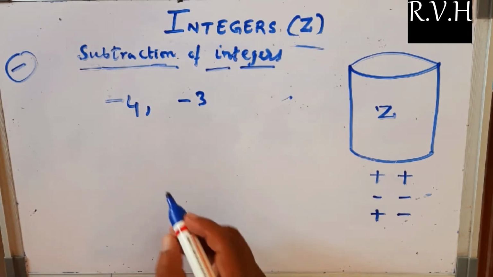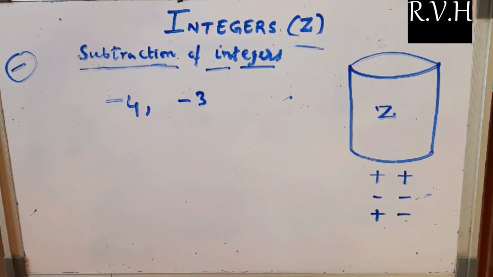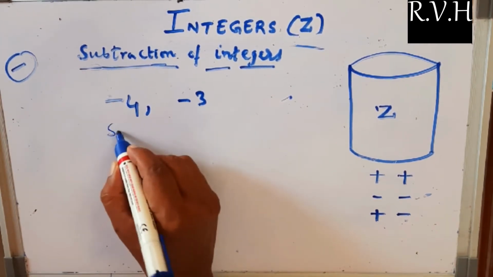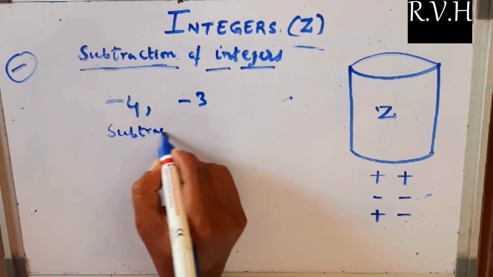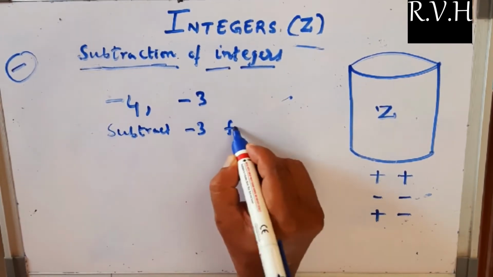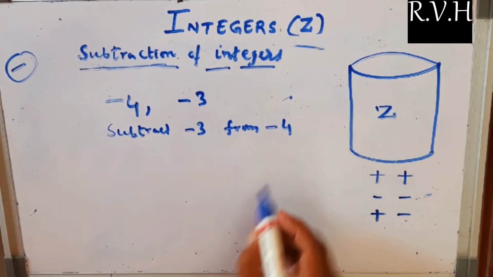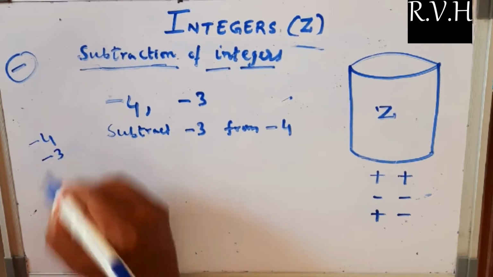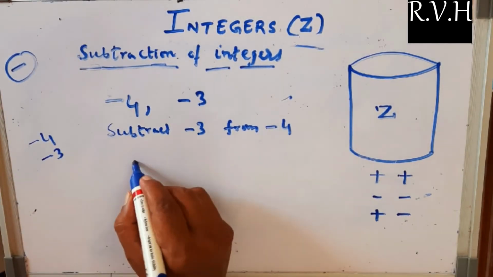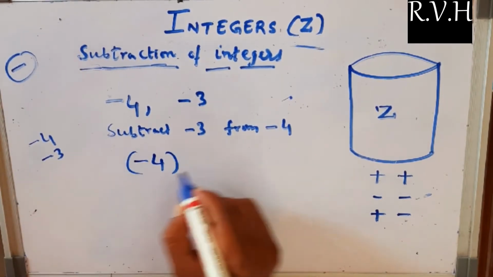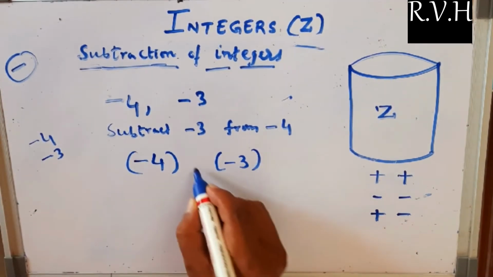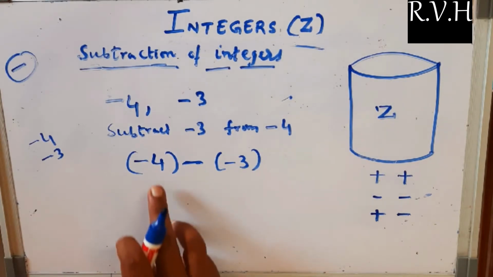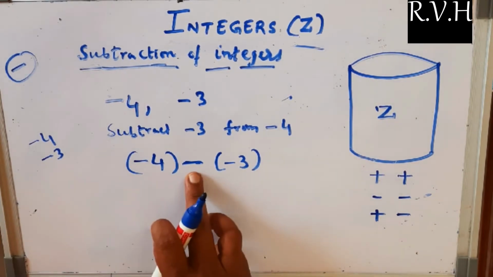Now, subtract minus 3 from minus 4. See, this kind of syntax is very important. Subtract minus 3 from minus 4. So from minus 4 you have to subtract minus 3. Minus 4 is the first number and minus 3 is the second number. You have to subtract. This is the main symbol. So what is minus 4 minus minus 3?